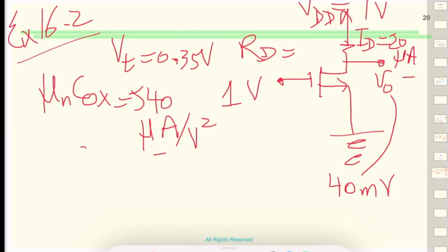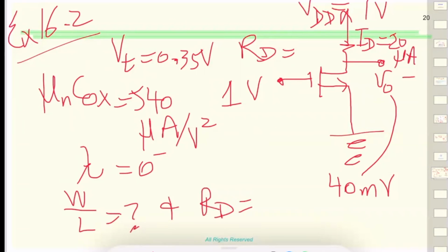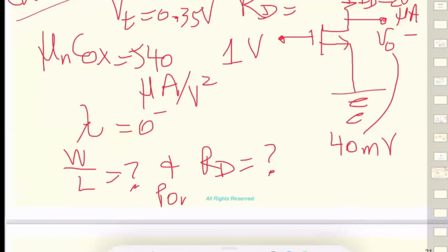but we'll have to make sure. Lambda is 0, which means no length dependence. Of course, we don't do in saturation, but if we are in saturation, then lambda would become important. The power supply is given 1 volt. Specify the required values of W over L and RD, right? So RD is unknown. How much power is drawn from VDD? How much power is drawn when the switch is open and when it is closed?